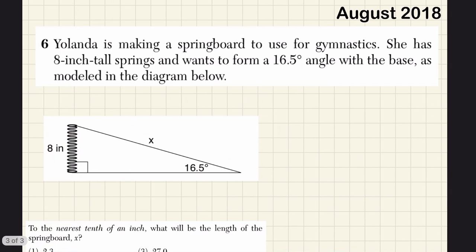Whenever I use a Regents question in one of my videos, you'll notice that in the description of the video, there's a link so that you can print out the Regents that this question is in. This is in the August 2018 Regents, question number 6, and if you click the link, it'll take you to that Regents so that you can print it out and follow along. The first thing we need to do in this question is read it. Yolanda is making a springboard to use for gymnastics. She has 8-inch tall springs and wants to form a 16.5 degree angle with the base, as modeled in the diagram below. It's always important to read that information, but in this instance, the diagram really does give us everything we need.